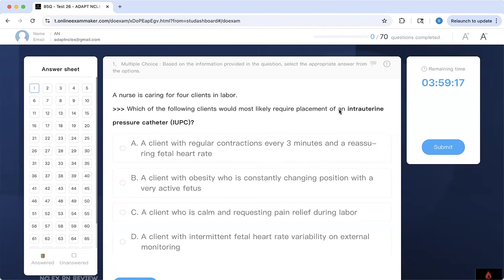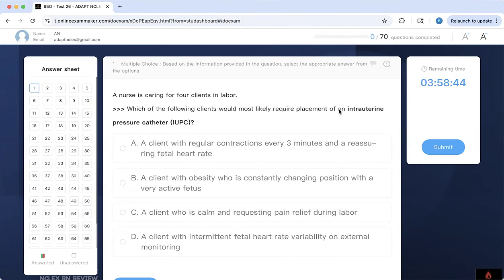A client with regular contractions every 3 minutes and a reassuring fetal heart rate. A client with obesity who is constantly changing position with a very active fetus. A client who is calm and requesting pain relief during labor. A client with intermittent fetal heart rate variability on external monitor. Pause, answer the question, and I will give you the answer with the explanation, with the key concept you have to focus on. You pick your answer?